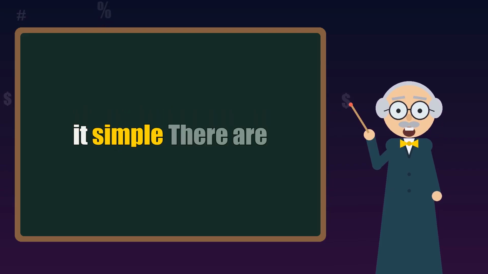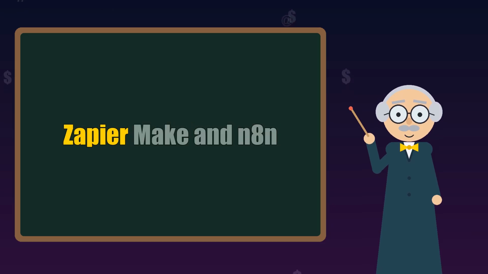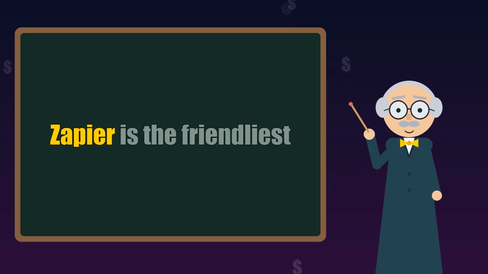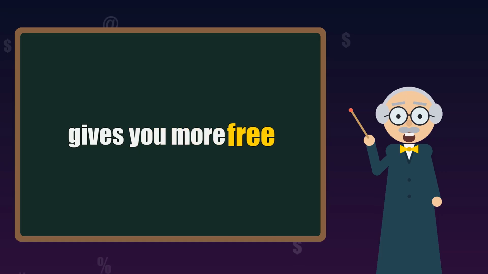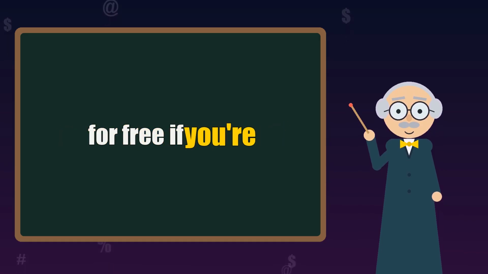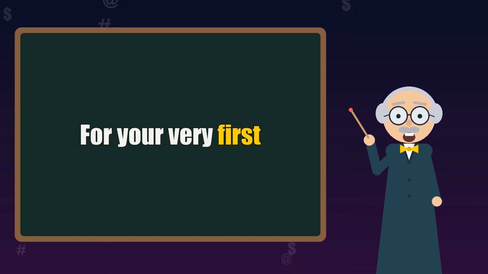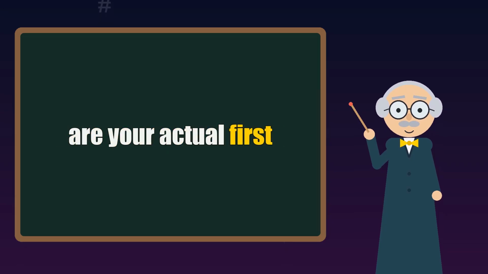Now here's where beginners get overwhelmed. So let me make it simple. There are 3 free tools that run this whole world: Zapier, Make, and N8N. Zapier is the friendliest to start with. Make is more visual and gives you more free runs. N8N is the one you can self-host for free if you're a bit more technical. For your very first one, just pick Zapier. Don't overthink it.